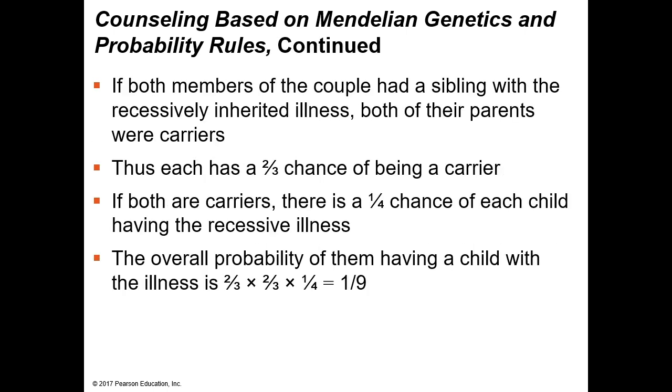If both members of the couple had a sibling with a recessively inherited illness, both of their parents were carriers, assuming that the parents were normal. Thus, each has a 2/3 chance of being a carrier. If both are carriers, there is a 1/4 chance of each child having the recessive illness. The overall probability of them having a child with the illness is 2/3 times 2/3 times 1/4, which equals 1/9.